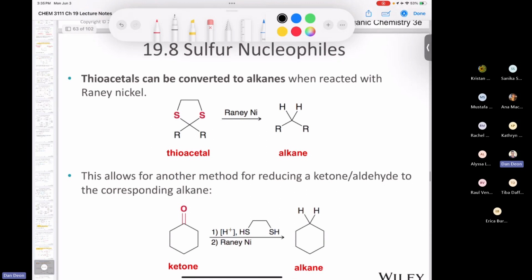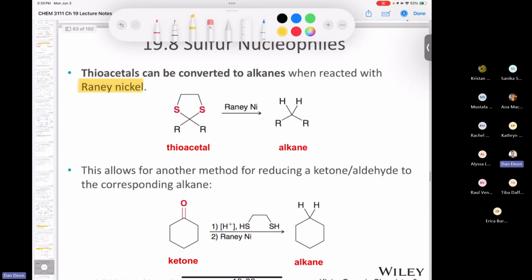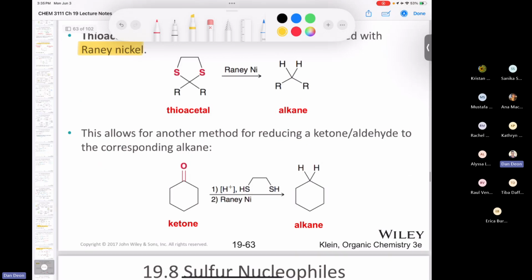And so there's something called Raney nickel. It's a reagent called Raney nickel, which can be used to reduce the thioacetal all the way down to an alkane. It's actually a pretty dangerous compound to work with, Raney nickel. It's pyrophoric, meaning it can just ignite in the air. But anyhow, Raney nickel will reduce your thioacetal down to an alkane. So what does that mean?